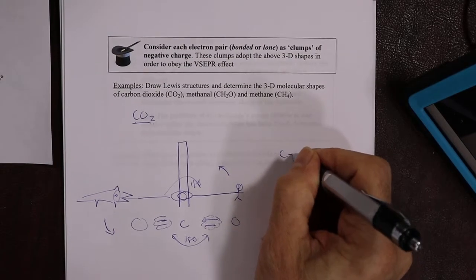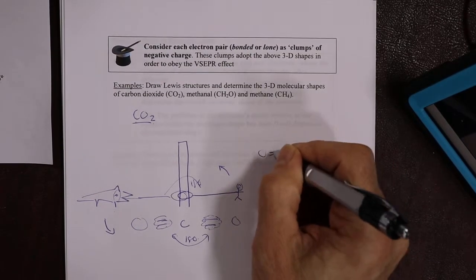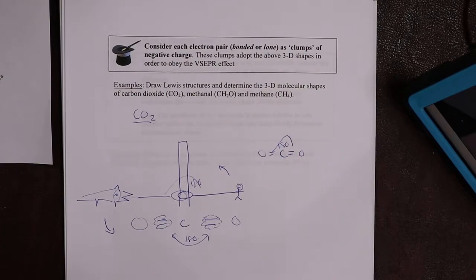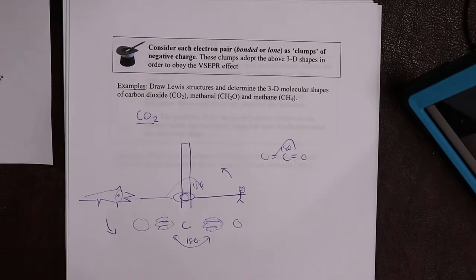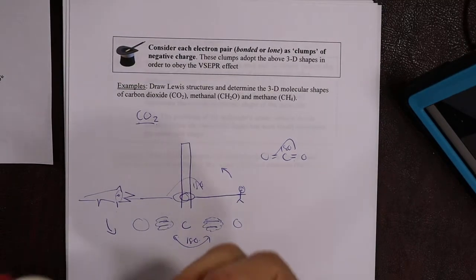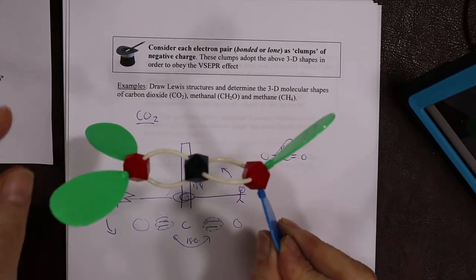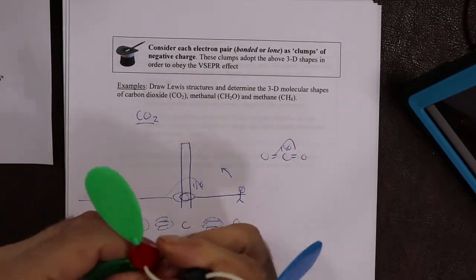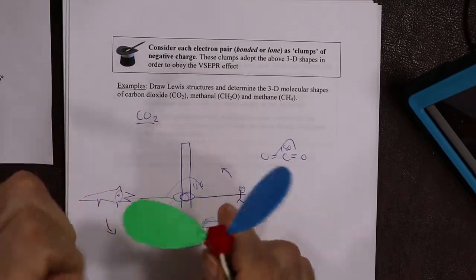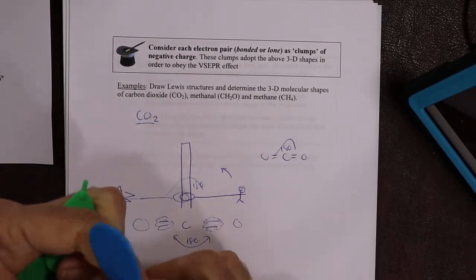So let's draw that on the side. CO2, that's 180 degrees because I got 2 clumps. Now let's pretend, if I draw you a picture, here's the model from the kit. Now it's all about these clumps around the center. So even though these lone pairs are there, they're not involved in bonding to the center, so we can kind of ignore them just for clarity.